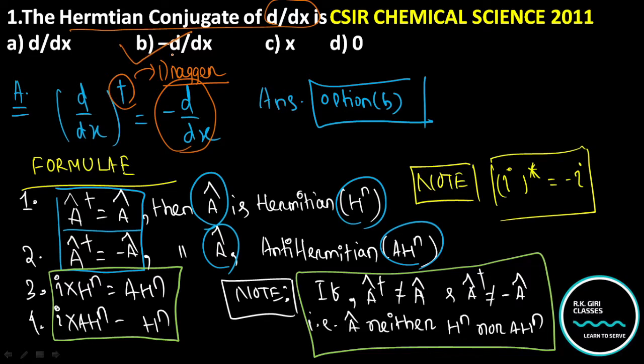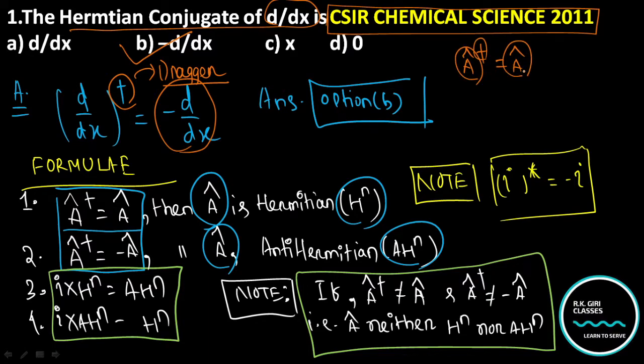There is also a typical derivation there, but we don't focus on derivation because we are just focusing on solving previous year questions like CSIR Chemical Science 2011. So first of all, you have to remember this concept: A dagger. If A dagger is equal to A, this operator is Hermitian, and if A dagger is equal to negative of the operator, that is A is anti-Hermitian.